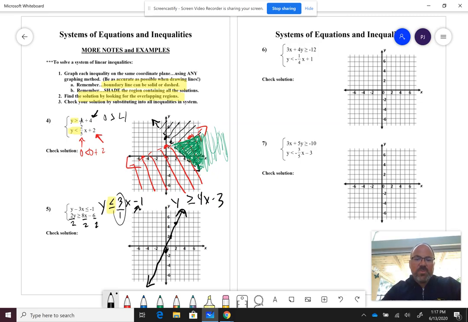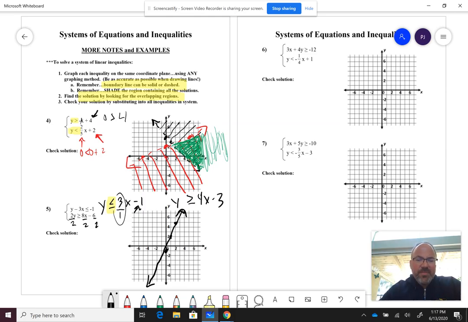Okay, and then the next one. How about that shading? Am I going to shade above the line or am I going to shade below the line? Well, what do we got here? Less than symbol. So hopefully most of you kind of know where we're going to shade.